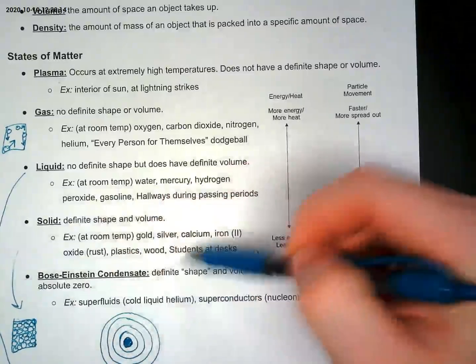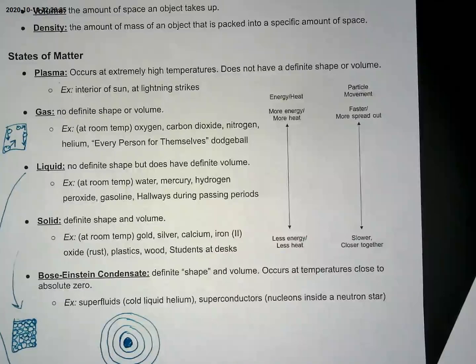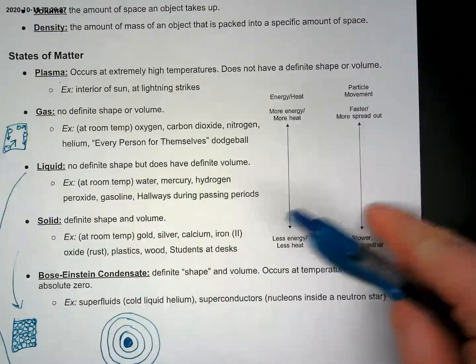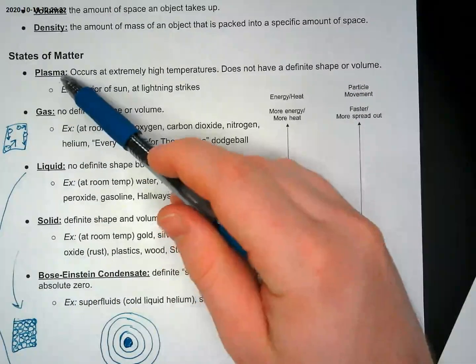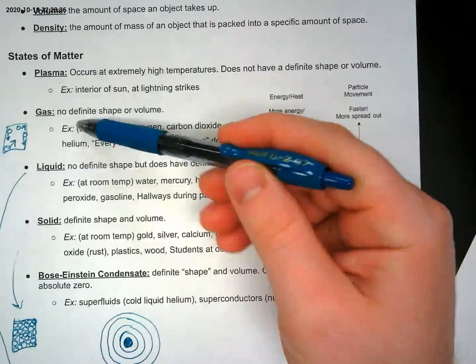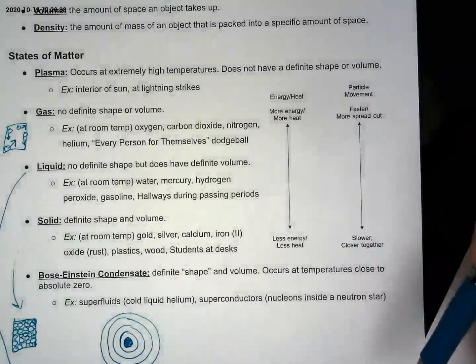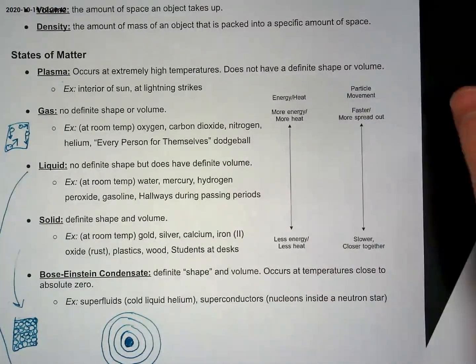But as far as particle movement, the slower ones are down here. Okay, because think of solids. Solids don't really move all that much. They just sit there and they vibrate, but they don't have a lot of movement because that's how they keep their shape. That's how they keep their form and have a definite shape and volume. So that's what this is over here. The higher up we go on this list, the more energy and the more heat, the faster the particles move. But the lower we go on the scale here, the less energy and the less heat, the slower and closer together these atoms, these molecules are.